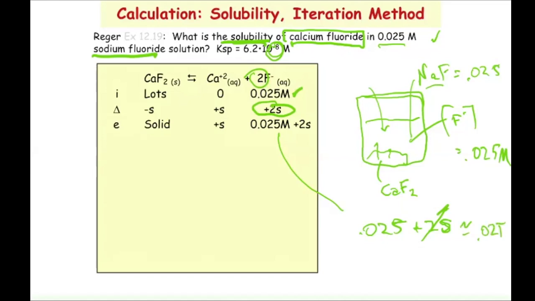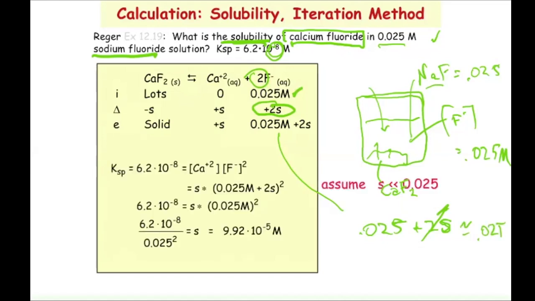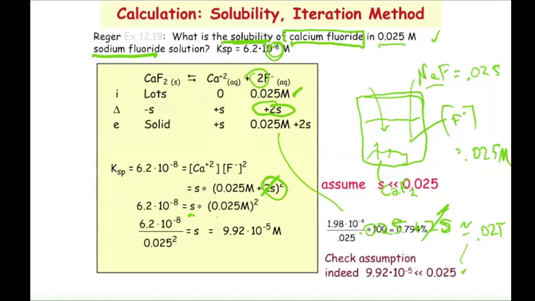So when we solve this problem, we get this right here. We assume that that's negligible. We just have s times 0.025 squared. We just solve this problem. Again, you can see how much easier this problem becomes because we can make that simplifying assumption. We don't have to deal with this term anymore. We can just say that that's negligible. So again, that's another example that I want to illustrate with you. And here's the assumption that we have. If you take away 2 times 9.92 times 10 to the minus 5 from 0.025, it's still essentially 0.025.